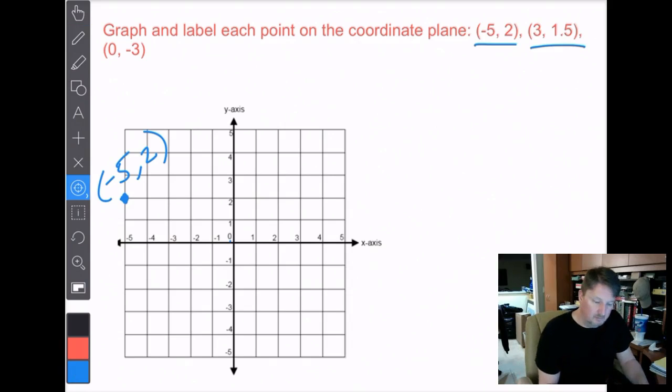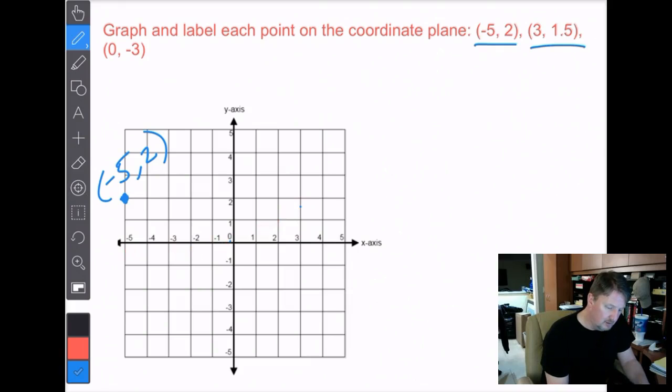The next point is 3, 1.5. Okay, so the 3 tells us that on the x-axis we go to the right 3 places. 1, 2, 3. The second number, 1.5, tells us we go up because it's positive. 1.5 spots. So I'm at 3, and I go up 1, and I go up a half right there. I don't want to go all the way up to 2. So that's where my point goes.